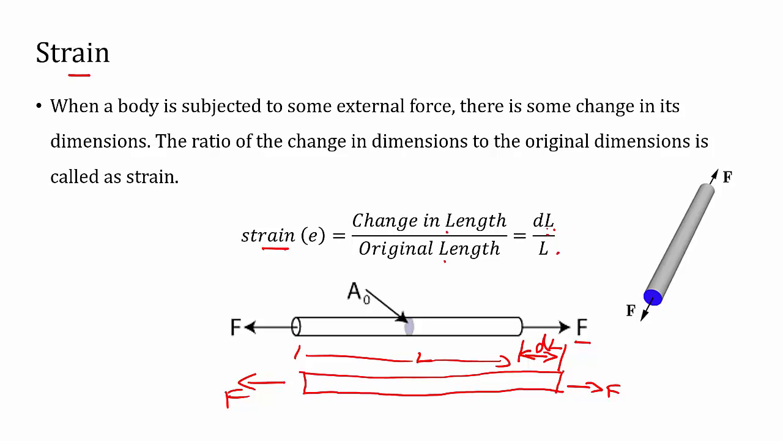Okay. So here the strain has no unit because the change in length will be in mm and the original length will be also in mm. So there is no unit for strain. Remember that there is no unit for strain. So you can see the animation here. So when the load is applied, then it changes its length. Okay, so this is called as strain.